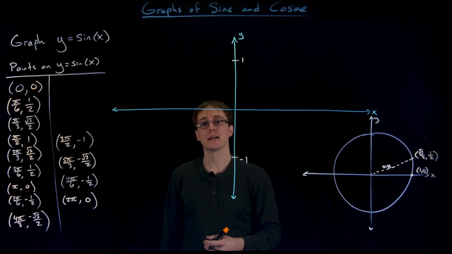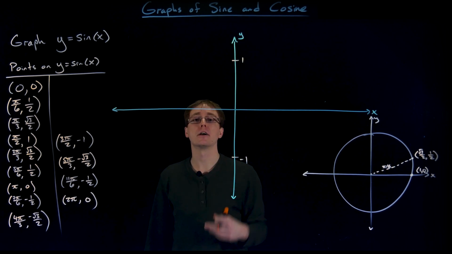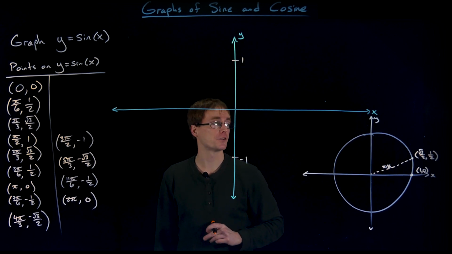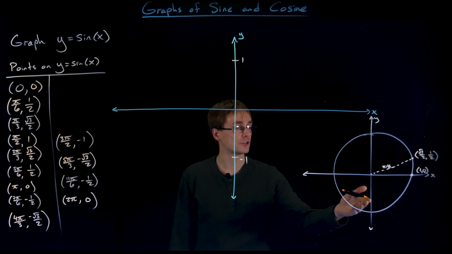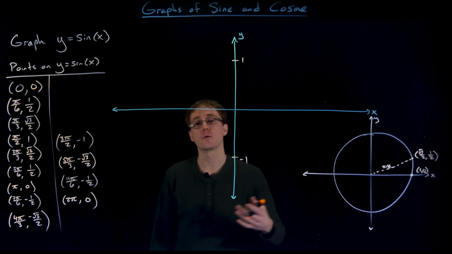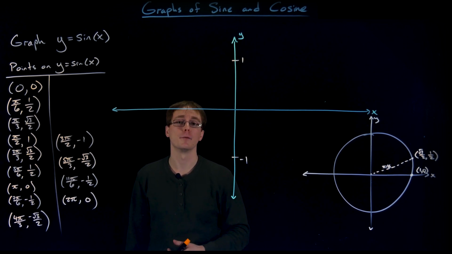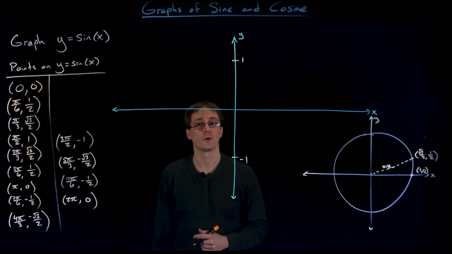So the range of our sine function is just going to be these y values from -1 to +1, which makes sense when you think about the unit circle. The output of sine are these y values from the unit circle, and the y values on the unit circle only go from -1 to +1.